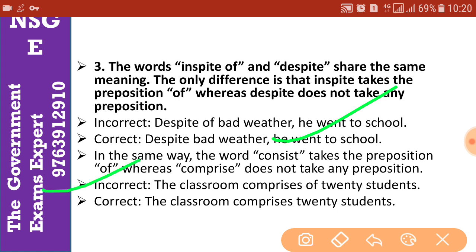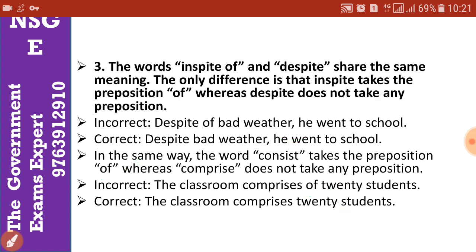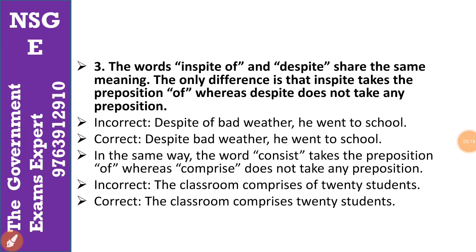So let's have a look with an example. The classroom comprises of 20 students. There should not be the word of. The preposition of should not be placed over here. So what would be the right one? The classroom comprises 20 students. Let's move on to the next one.